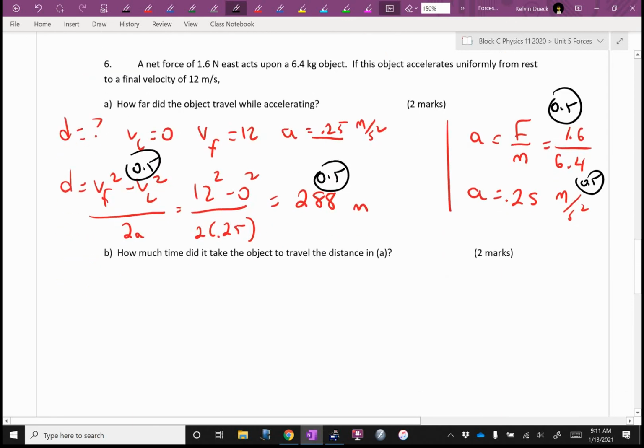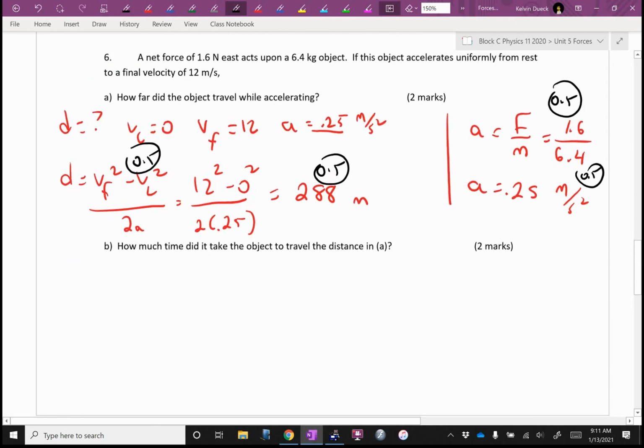How much time did it take the object to travel the distance in A? No matter what, I'm going to use an answer to find an answer here. So I wimped out and I went with T equals VF minus VI over A, because that was the easiest way that I could think of to find time. You could also use D equals VIT plus a half AT squared. You could also use D equals bracket VI plus VF close bracket times T over 2. The only one you couldn't use is the one that doesn't have time in it: VF squared equals VI squared plus 2AD. I went with this one.